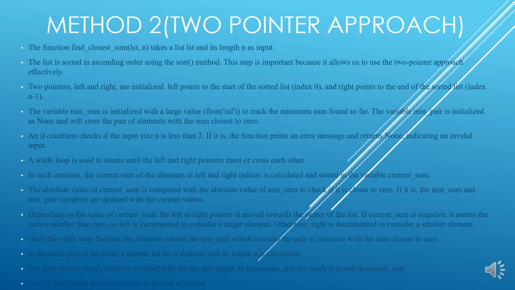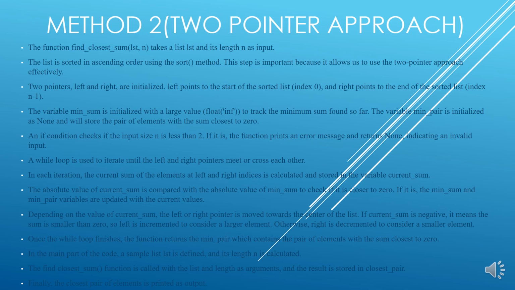This is method 2. In method 1 we are using a brute force approach. In the same way, this is another method we are using to get the output we need. This is our two pointer approach. Here we are creating a function like find closest sum, and after that we are taking the length n as input. The list is sorted in ascending order using the sort function. First of all, we need to sort the elements in a list using the sort function. The sorting is important.